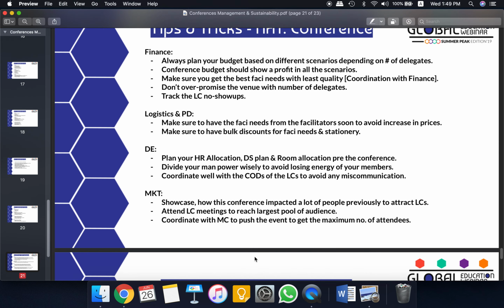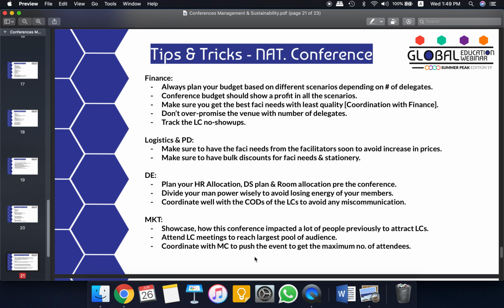Regarding finance, always plan your budget based on different scenarios, depending on the number of delegates. Conference budget should show a profit in all scenarios. This is something very important as well. Another thing is that you need to track the cancellations with the other LCs, to make sure that if someone cancelled according to the policy, they're going to pay no-show fees, or they're going to pay 50%, or it's free of charge. Make sure you get the best fast needs with the least finance.